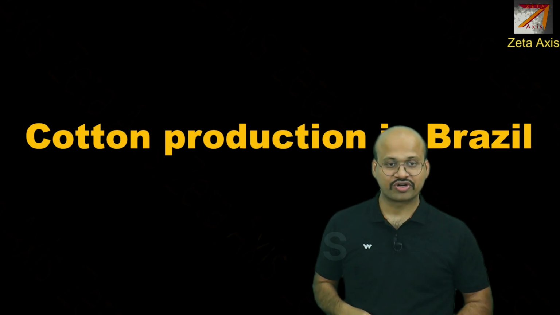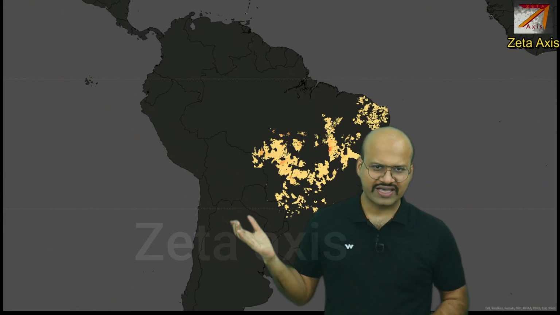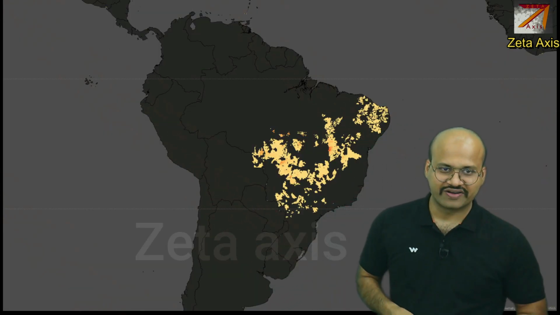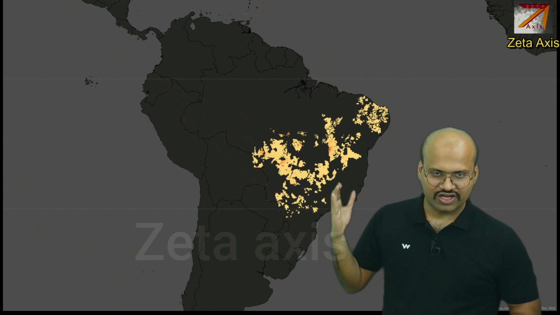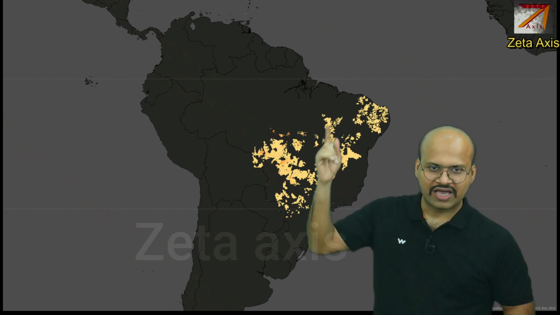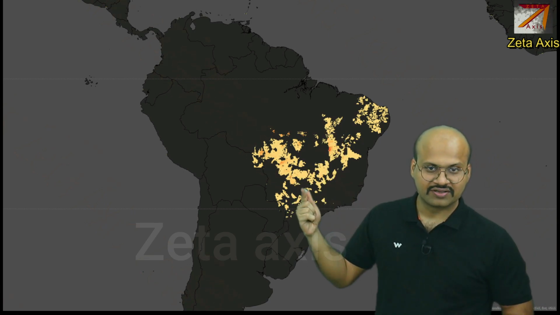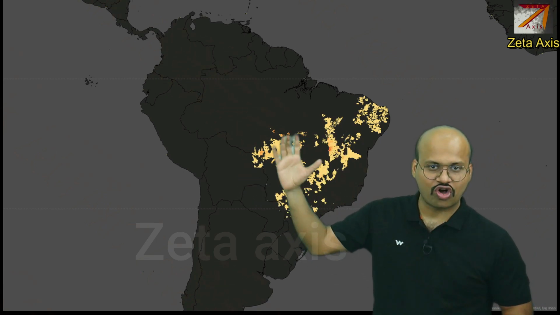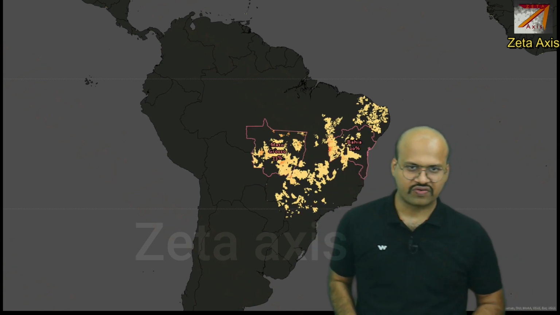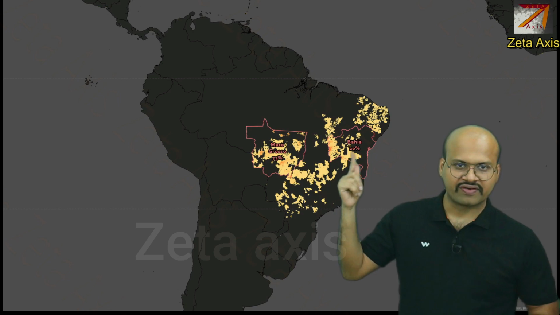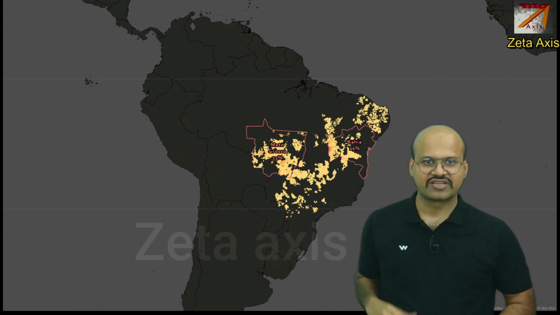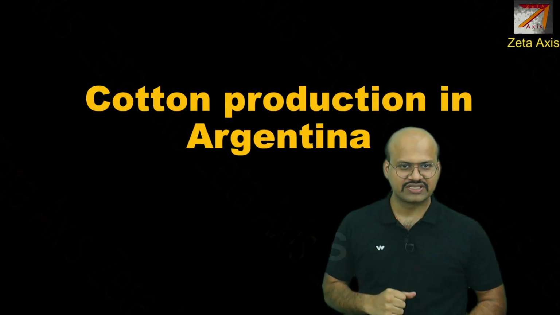So let's see cotton production in Brazil. We can again see that most of the cotton production is confined to the eastern side. And we again know that here we have Campos and here we have Parana Basin. And here we have Mato Grosso. So all in this region we will see production of cotton. These are the Mato Grosso state, and then we have another state over here. Both of these states, they produce cotton in abundance in Brazil.